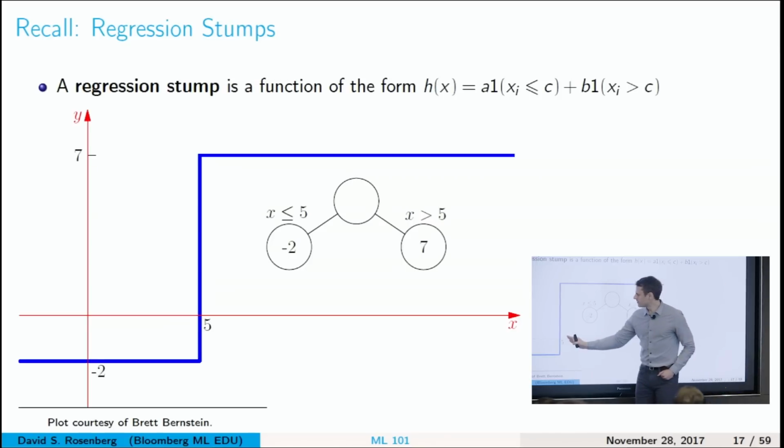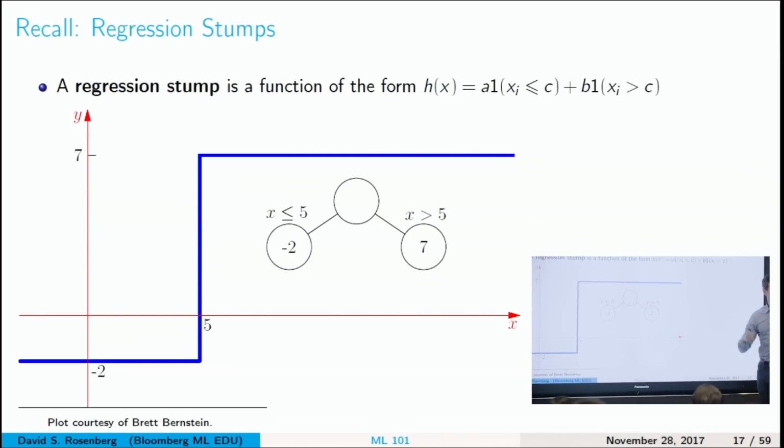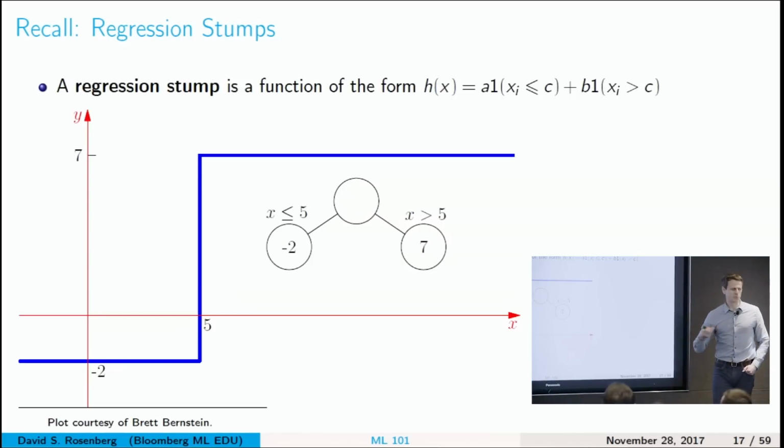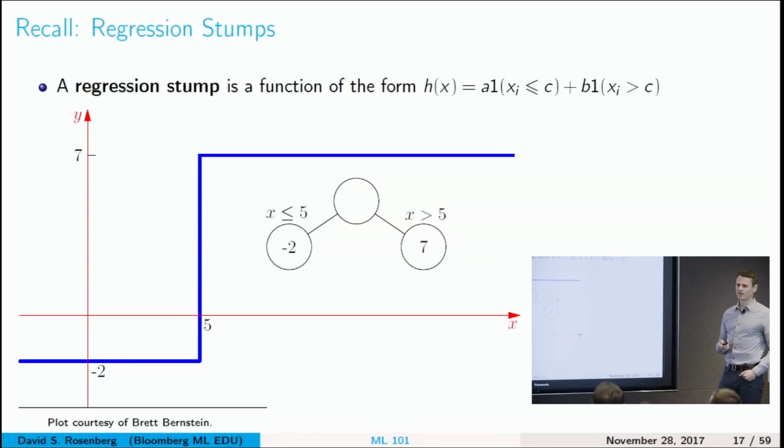The split is at 5. To the left, we predict -2. To the right, we predict 7. Okay? This is just an example of what we call a regression stump, a stump for a tree with one split.